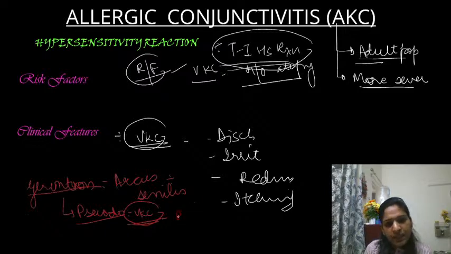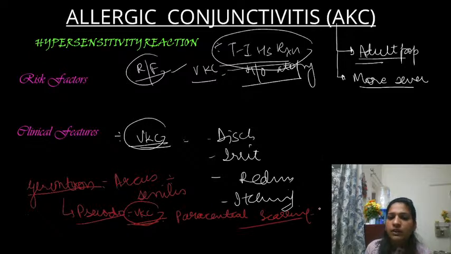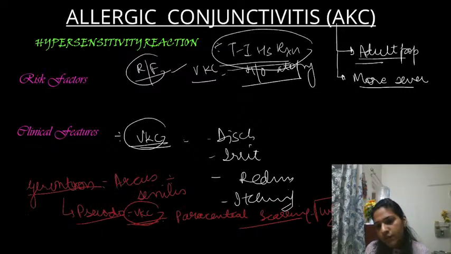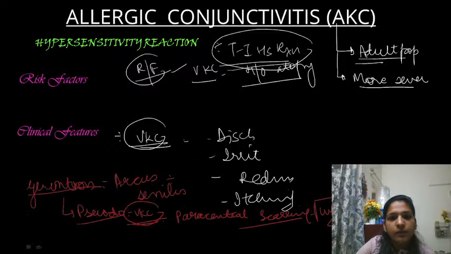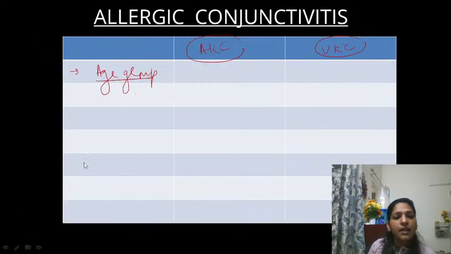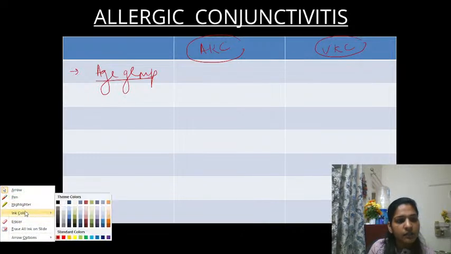In this there is paracentral scarring. Paracentral scarring in VKC causes whitish opacity in the cornea. That looks like a gerontoxon to us, but in reality it is pseudo, not caused by arcus senilis, so it is known as pseudogerontoxon. Now you have to tell me the age groups for AKC and VKC.